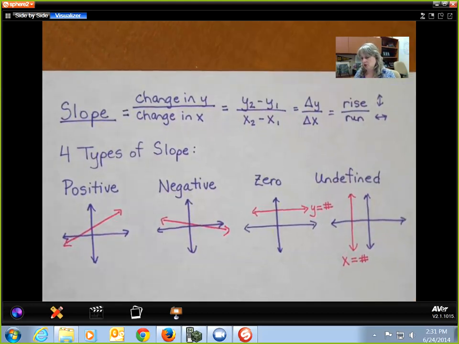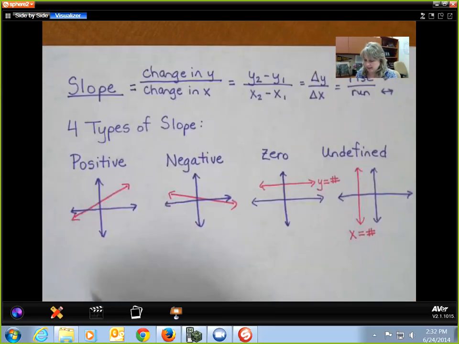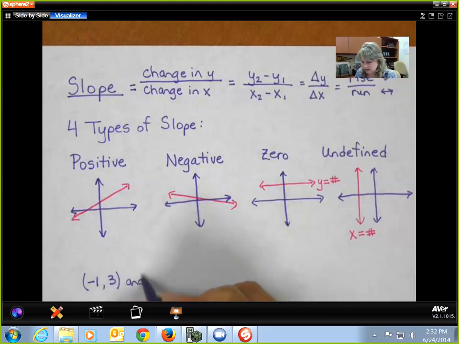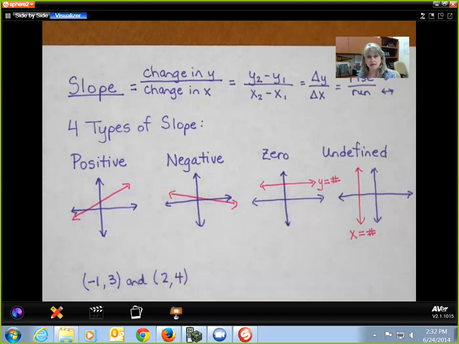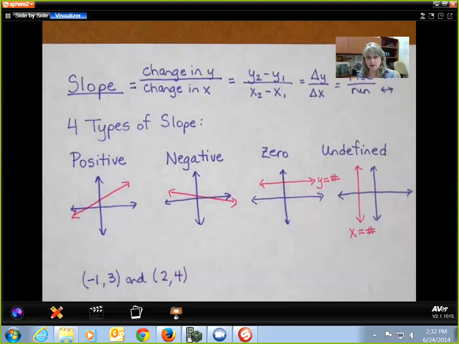Now, in order to write the equation of any kind of line, you're going to need slope. And in college algebra, you have to know about equations of lines. So let's practice finding slope. Let's say that we have the point -1, 3, and also the point 2, 4. And we're going to find the slope between these 2 points.